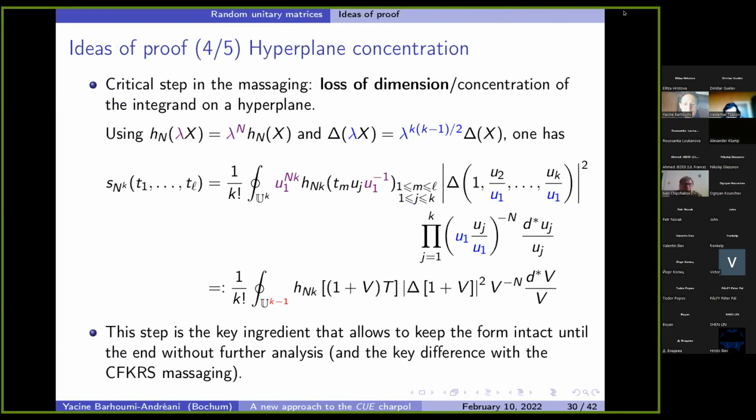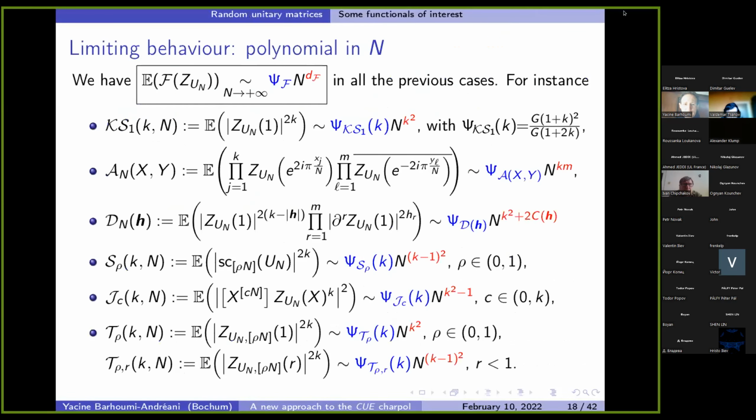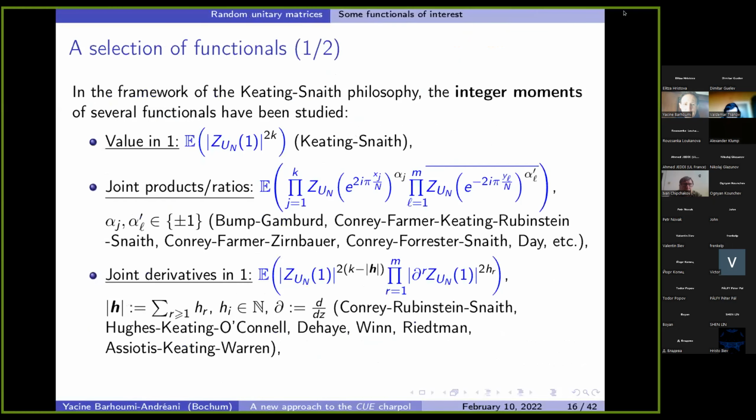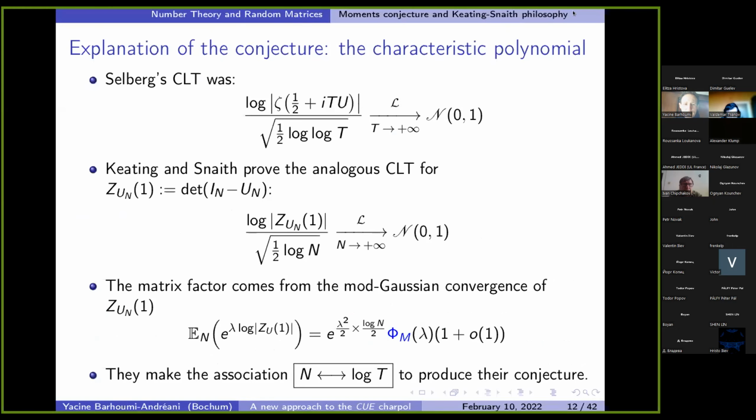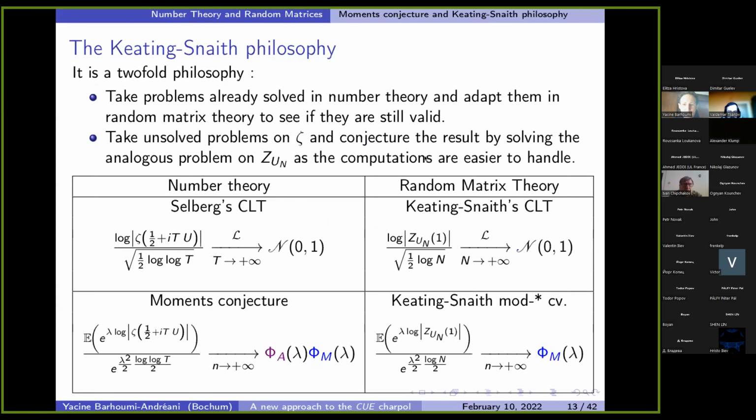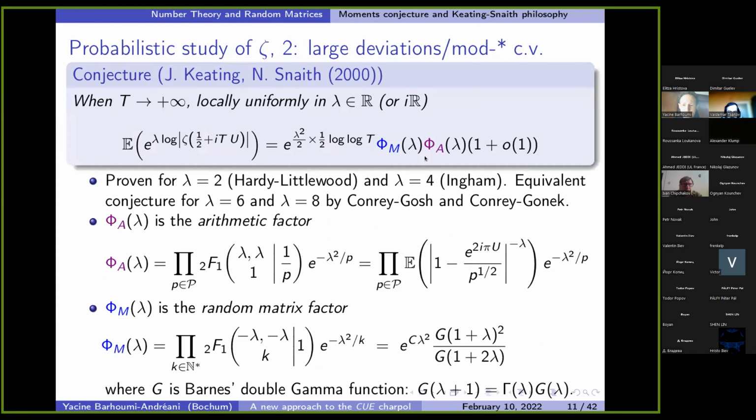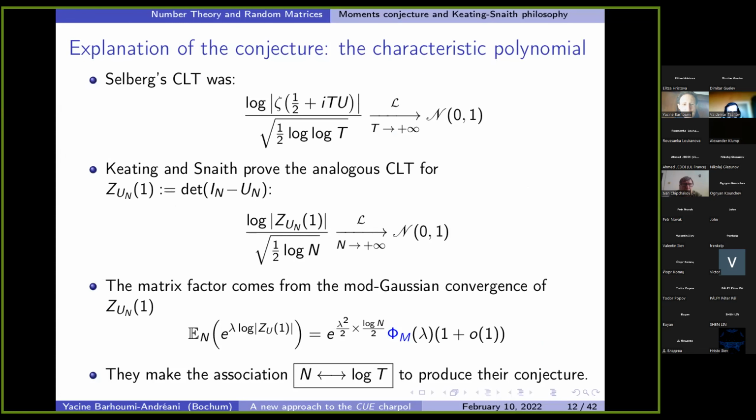So this is, I introduced it here, you see. Z_UN of x is the determinant of identity minus x U_N. So this is the characteristic polynomial. Maybe I should have written it big. So all this talk was about this characteristic polynomial. You compute functionals of the characteristic polynomial.